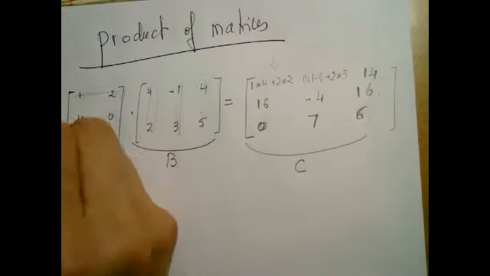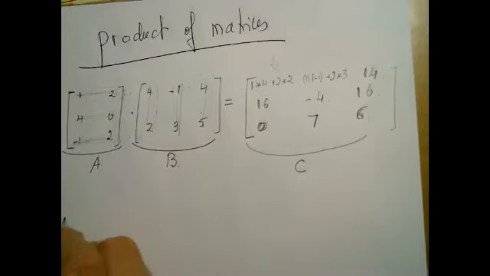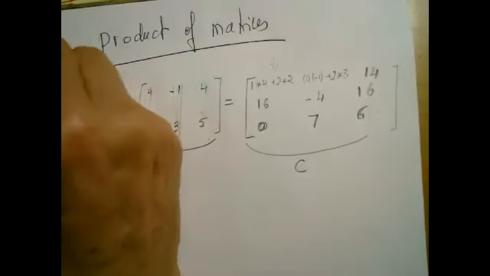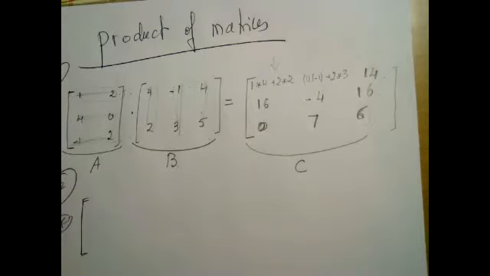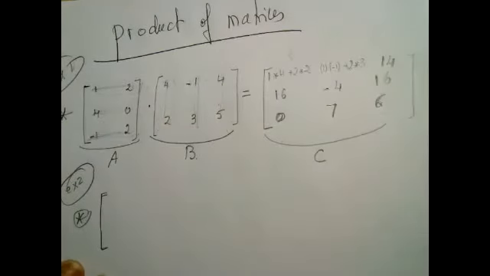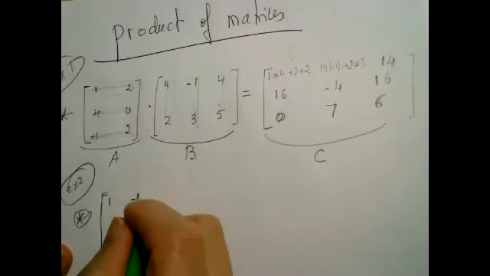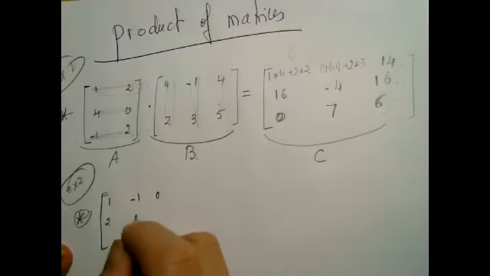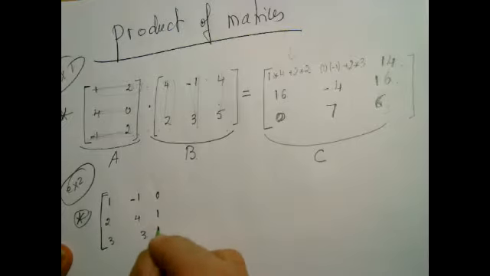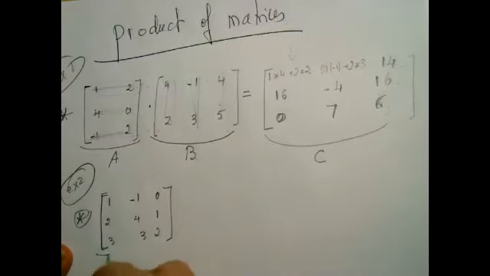So let me give you another example. Let me take the following matrix A. So that's example 1. Example 2. I'm going to take the following matrix. 1, -1, 0. And 2, 4, 1. And 3, 3, 2. That's my matrix A.